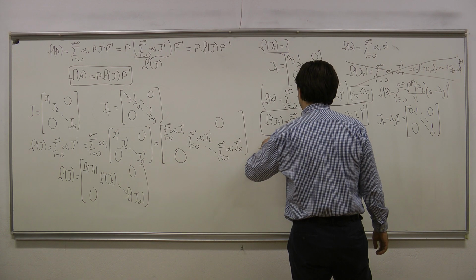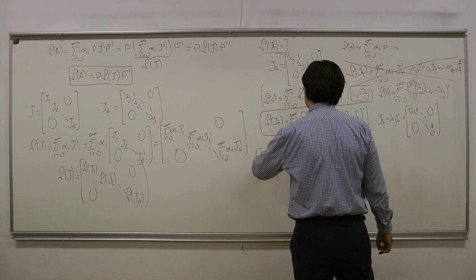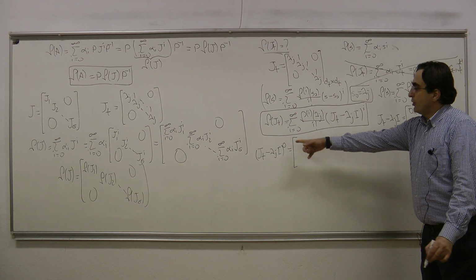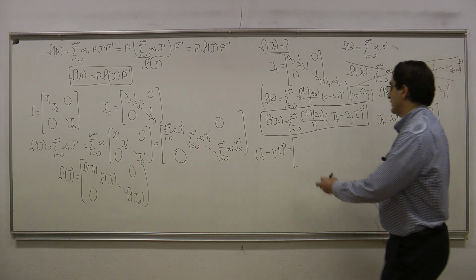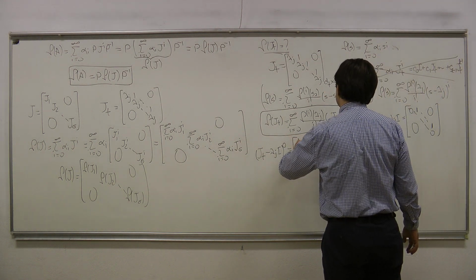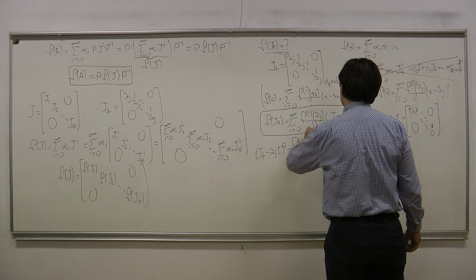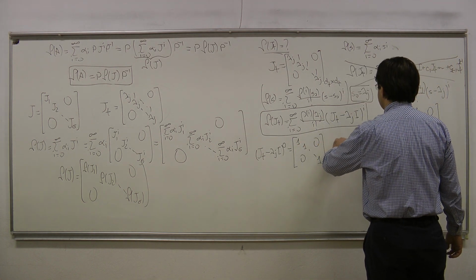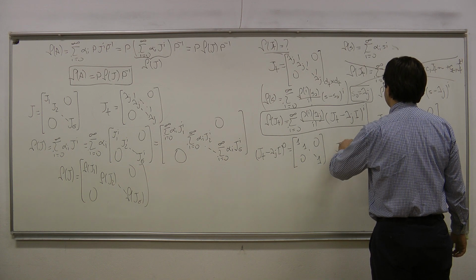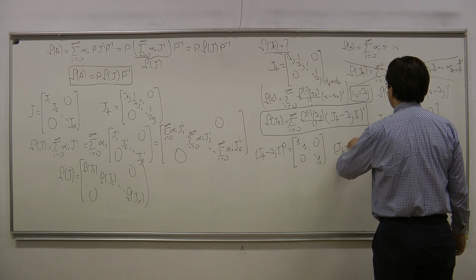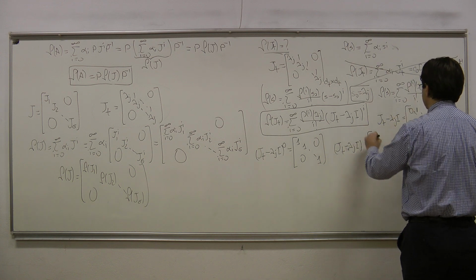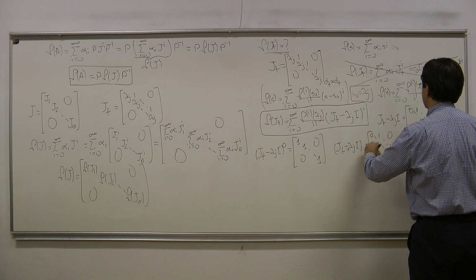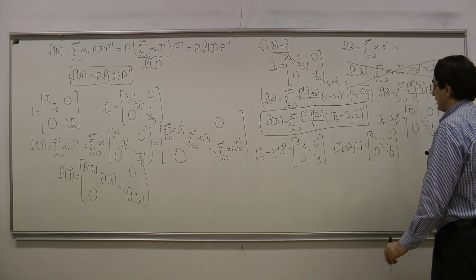(J_t minus lambda J identity) to the power 0. What do you think this matrix is? The 0th power of any matrix would be just the identity matrix. So I would have ones here and zeros everywhere else. This is the identity matrix. Now J_t minus lambda J identity, the matrix itself, is given by this one: zeros here, ones above the main diagonal, and zeros elsewhere. Okay?